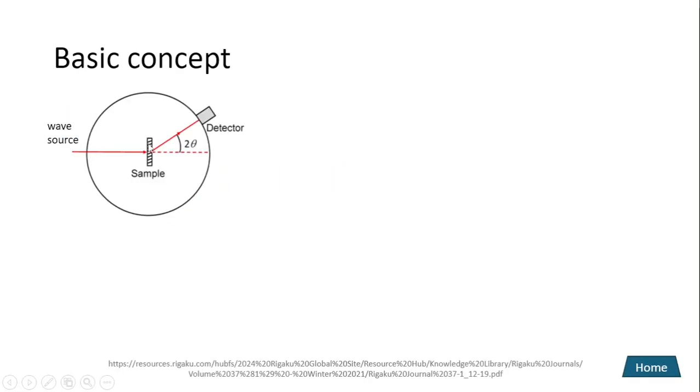In X-ray diffraction, at least we have three important parts. We have to have the correct wave source, in this case X-ray, and also the correct sample, and the third one is the geometry of the detector. It's in the range of the diffraction pattern.